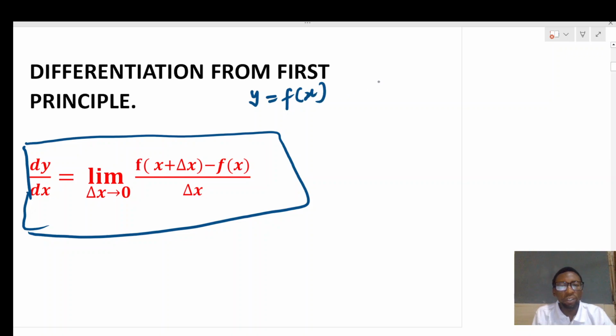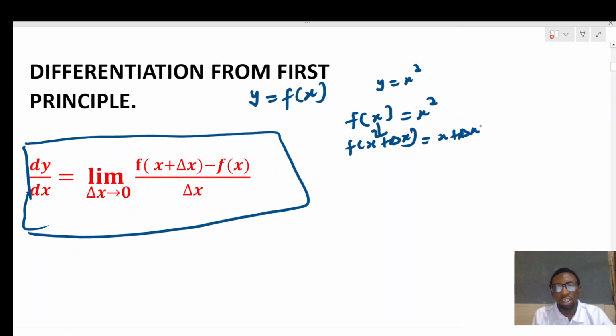This is with the assumption that you will be given your y as f of x. So if you are given your y, for example, as x squared, you are going to rewrite it as saying f of x is equal to x squared. So you will now find f of x plus delta x. That means anywhere you see x, you place it as x plus delta x. In this case, my f of x plus delta x will change to x plus delta x all squared. So after getting your f of x plus delta x, you subtract x squared, then you divide it by delta x, then you take your limits. So that gives us the answer.